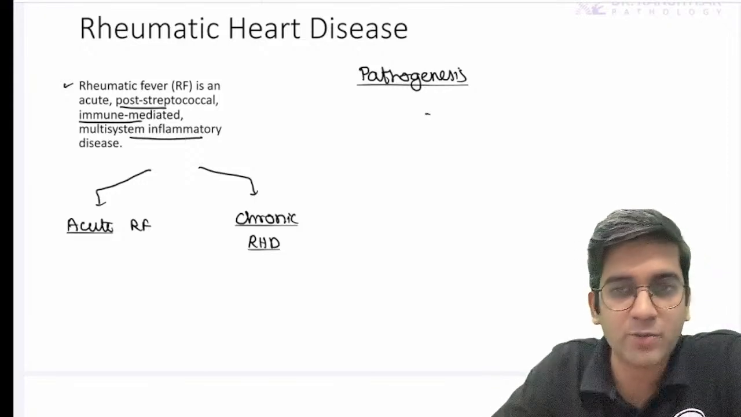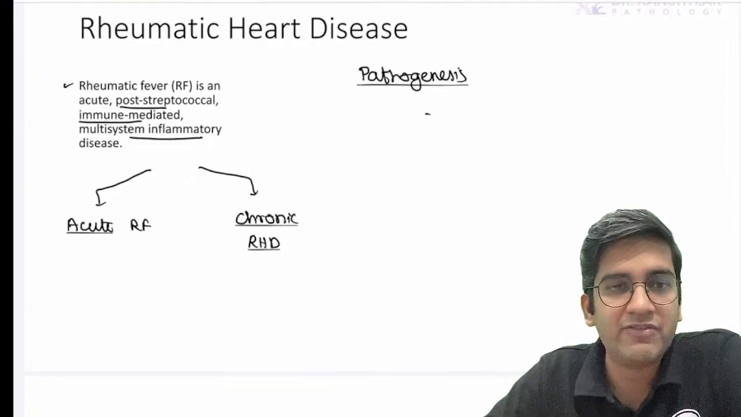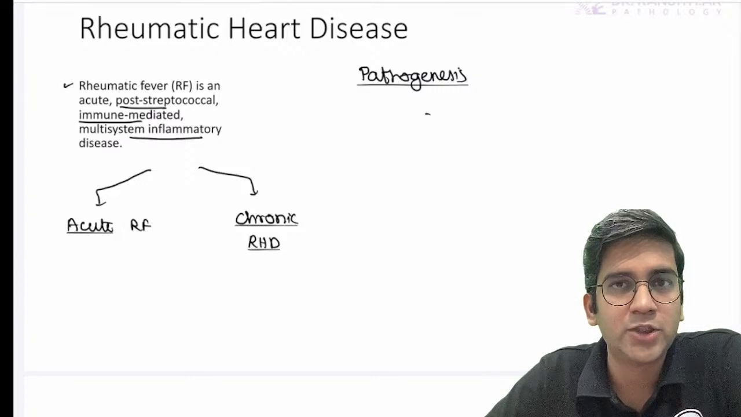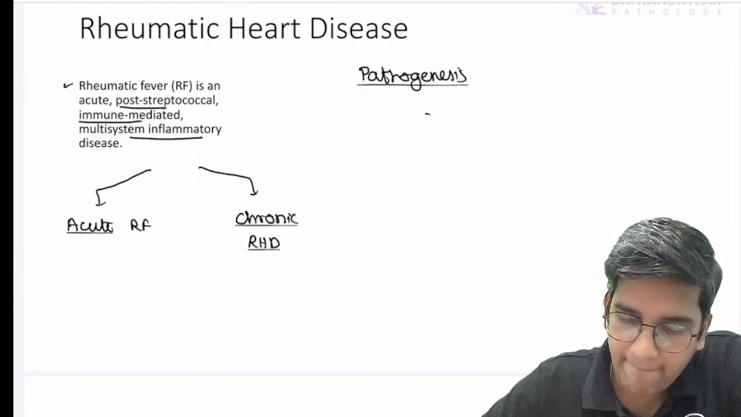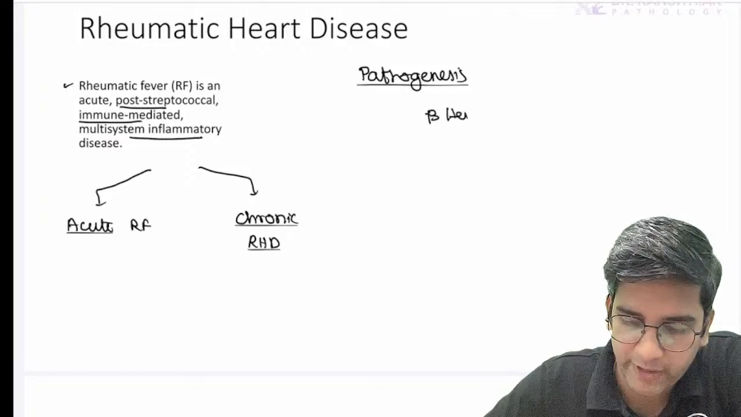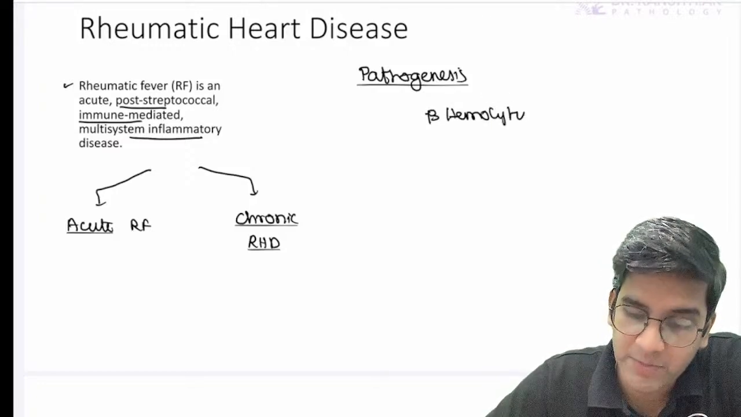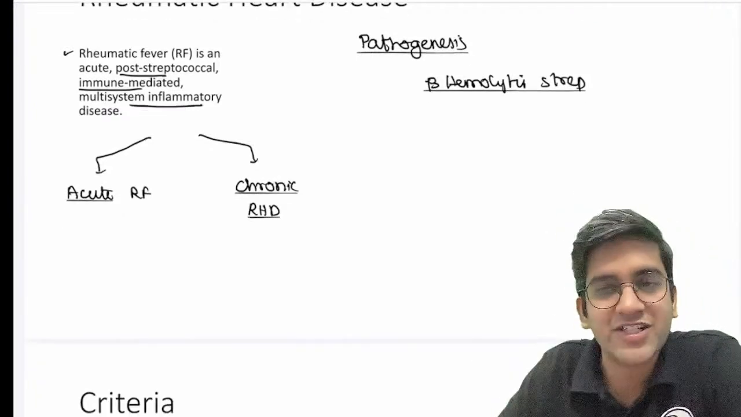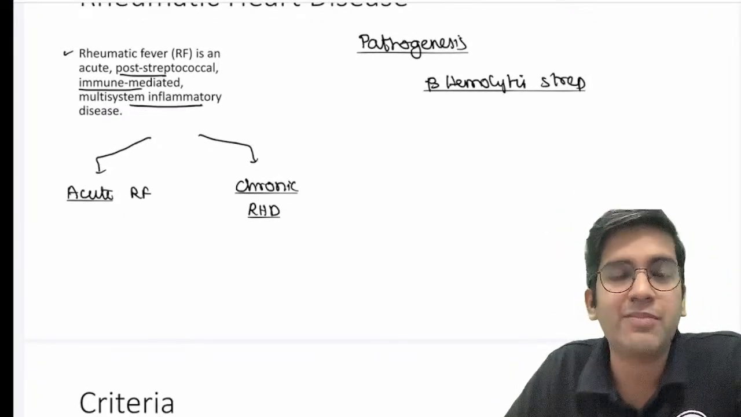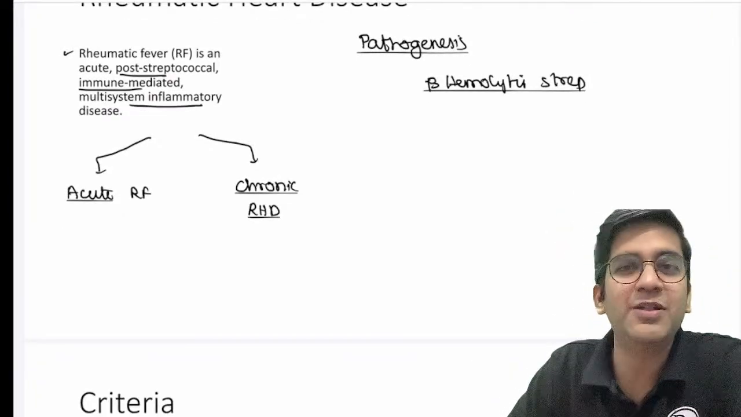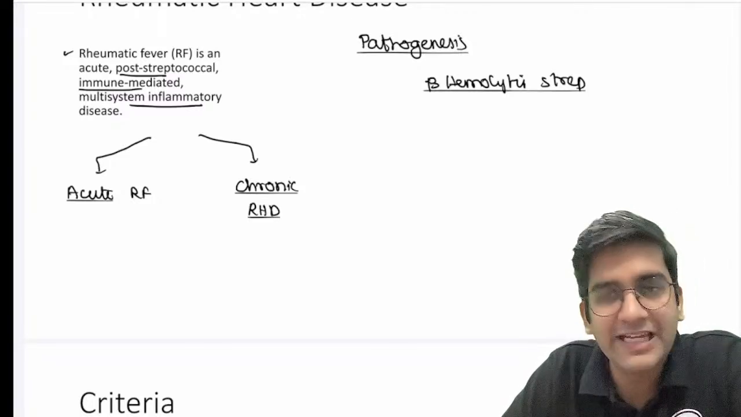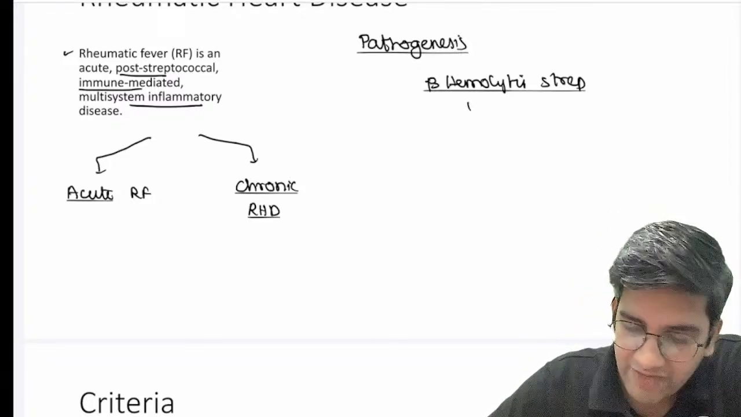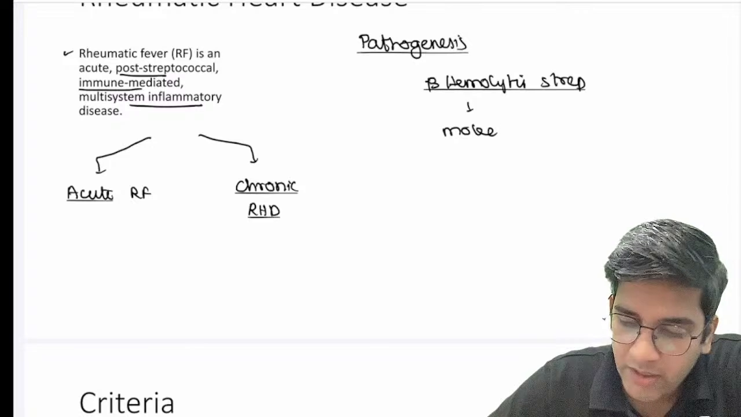So which streptococci? Alpha hemolytic, beta hemolytic, group A, group B, right? It's your group A, beta hemolytic streptococci, right? So I'm sure by this time you must be thorough about this, right? Post-streptococcal infections, right? But it's a little bit more effort, right? Group A beta hemolytic streptococci, which is having a molecular mimicry.